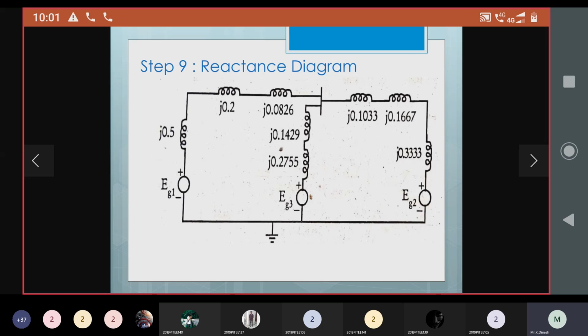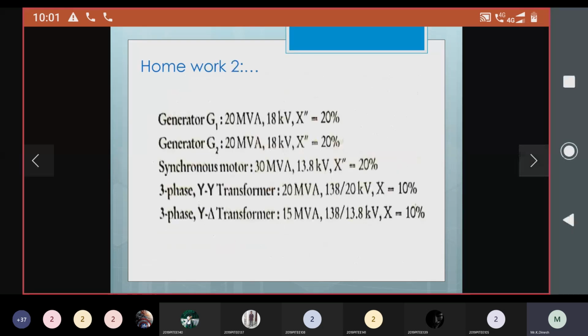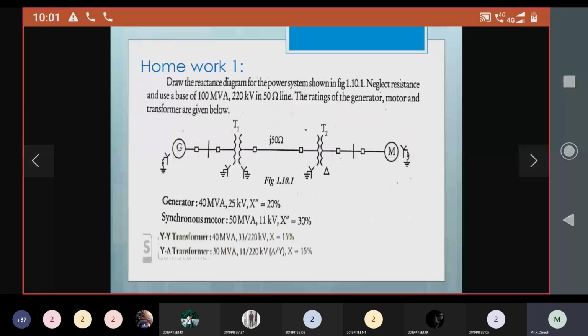So the shared PPT consists of your homework problems, homework 1, homework 2, and homework problem number 3. So you have 3 problems in your presentation. So the solution is available in my material. So watch the video again, and learn the per unit analysis problem solving again and again, and try to solve the homework problems. So 3 homeworks you have.